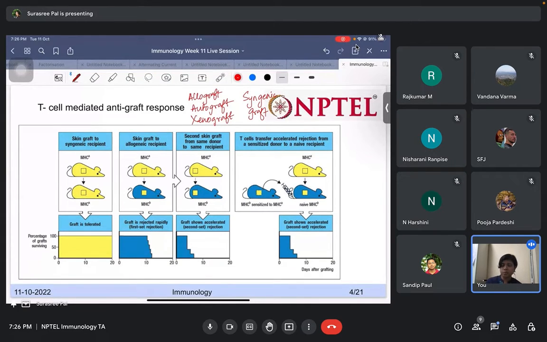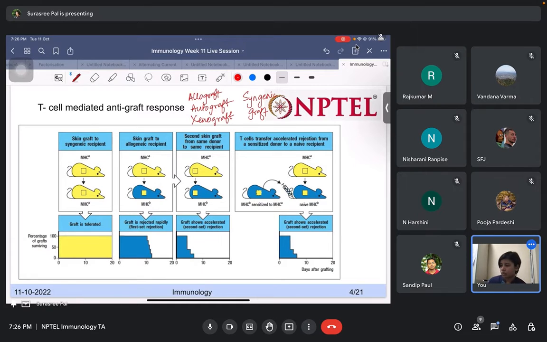And how do we know that it is because of the T cells? There were several experiments which were carried out, and it was observed that when skin from one mouse is grafted onto a nude mouse, which does not have T cells because it does not have the thymus, this kind of rejection does not happen. So from that it was discovered that it is the ability of the T cells to elicit a response towards the graft or the transplanted organ or tissue, right?